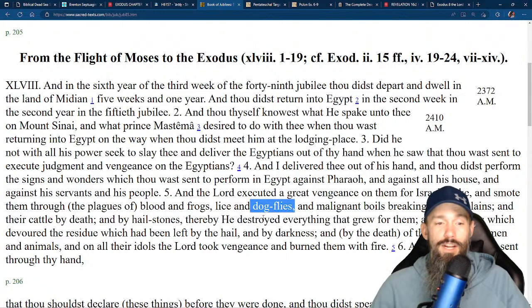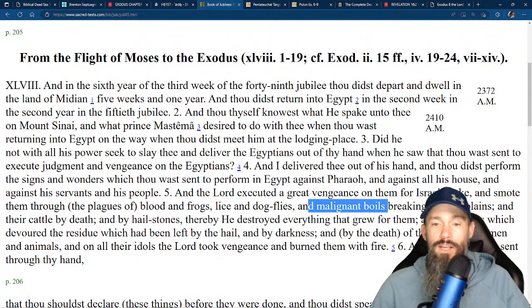Okay, Jubilees has got dog flies. And malignant boils, breaking forth in blains, and their cattle by death and by hailstones. Thereby he destroyed everything that grew for them, and by locusts which devoured the residue which had been left by the hail, and by darkness, and by the death of the firstborn of men and animals, and on all their idols Yahuwah took vengeance and burned them with fire.